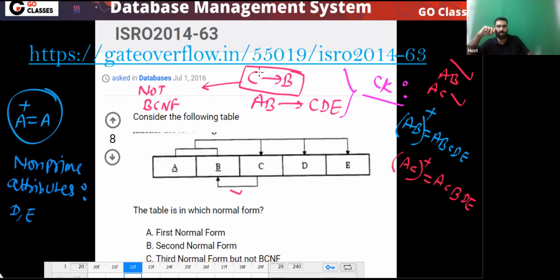Yes or no? Because this C is not a super key, I can say it is not in BCNF. So I can definitely say that BCNF will not be there.